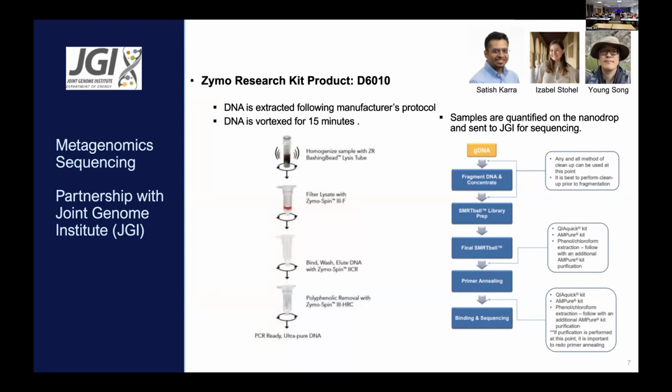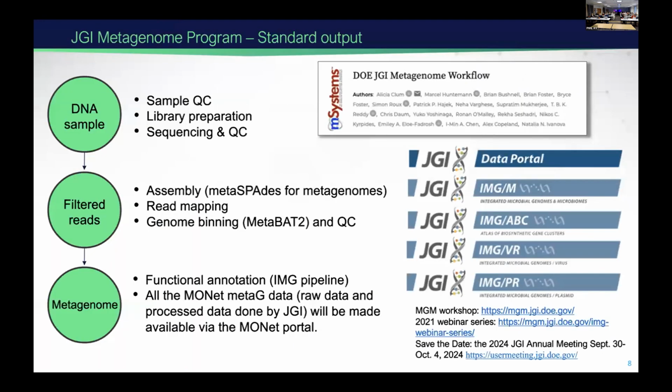Here I give a shout out to Satish, who oversees this metagenomic sequencing protocol and workflow from the MONet side, and Yung Song, who helps with the bioinformatic analysis. Once we send samples to JGI, they first do the QC check on those samples, do library preparation, run the sequencing, and do the QC check again once they get the raw data. After the raw data, they can do the data processing through assembly, read mapping, binning, as well as the functional annotation. All those key analyses can be done in their data portal.